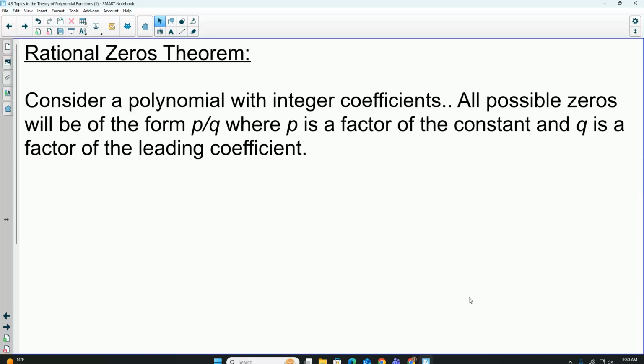And so what this has us do is basically make a list of everything that might work, and then we can check our list to see what actually does work. So what might work has to do with factoring and how that works out. Everything that could be a 0 is going to be of the form P divided by Q. P is a factor of the constant. Q is a factor of the leading coefficient. So let's just look at an example to explain what this means.